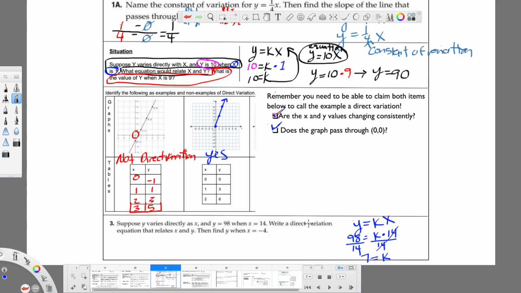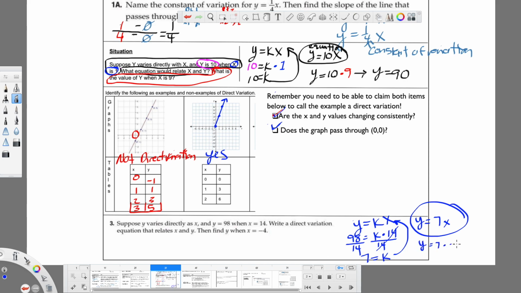So we're going to write a direct variation that relates x and y, and then we're going to find y when x is negative 4. So now I can plug this guy back in, and I'll have y equals 7x. So here is my equation. That's my first answer. My second answer, I'm going to plug x in and see what y is when x is negative 4. So y equals 7 times negative 4.